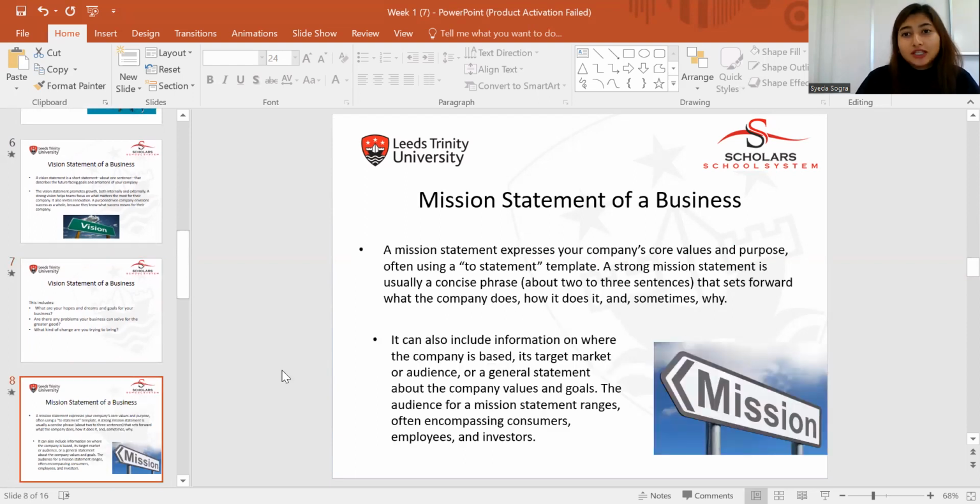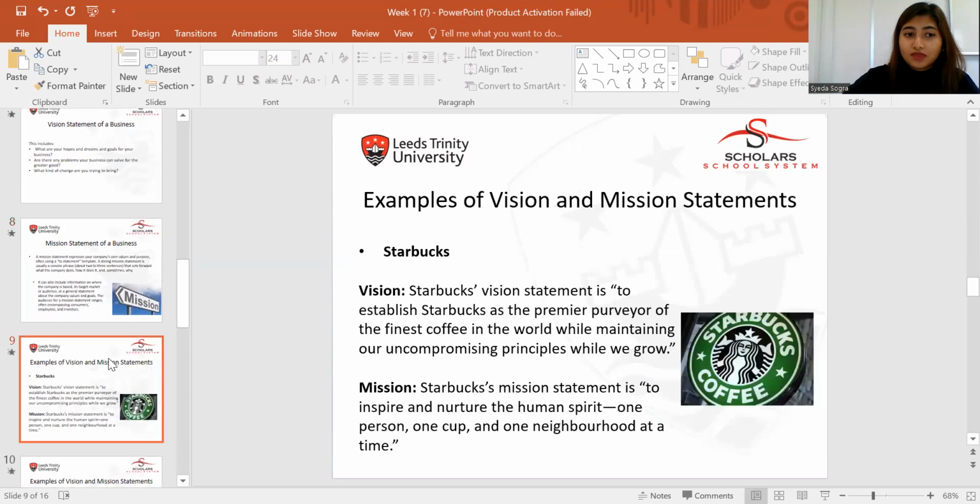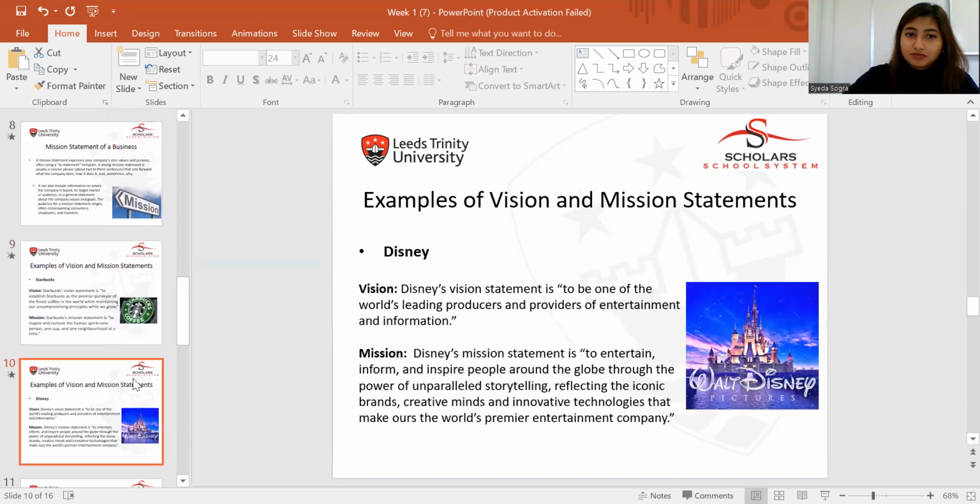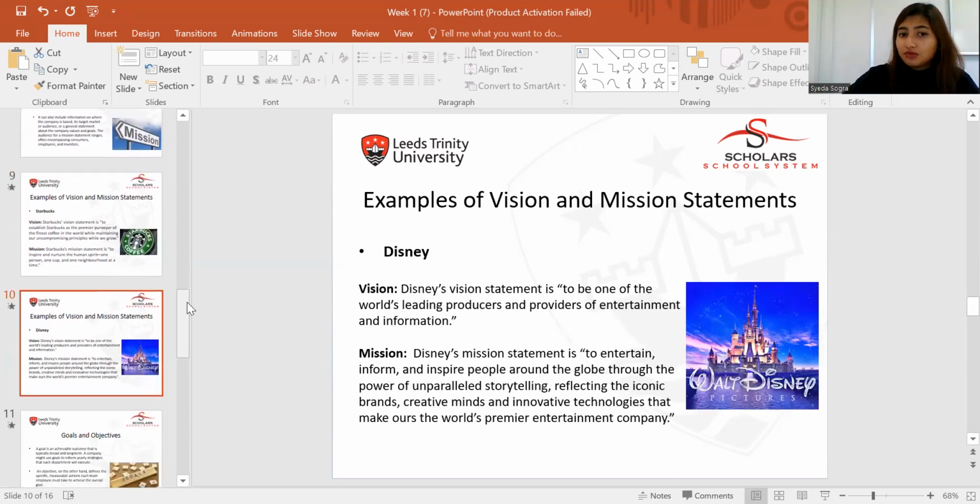Besides the vision statement, a mission statement of a business is very important. A mission statement expresses a company's core values and purpose, often using a template. A strong mission statement is usually a concise phrase, about 2 to 3 sentences, that sets forward what the company does, how it does it, and sometimes why it does things the way it does. Here are some examples of vision and mission statements from Starbucks. Here is another example for Disney.